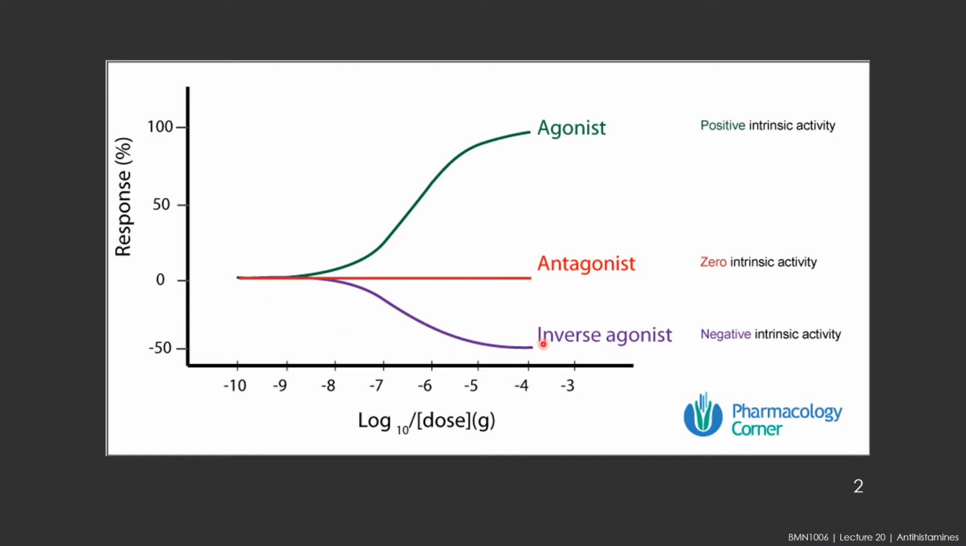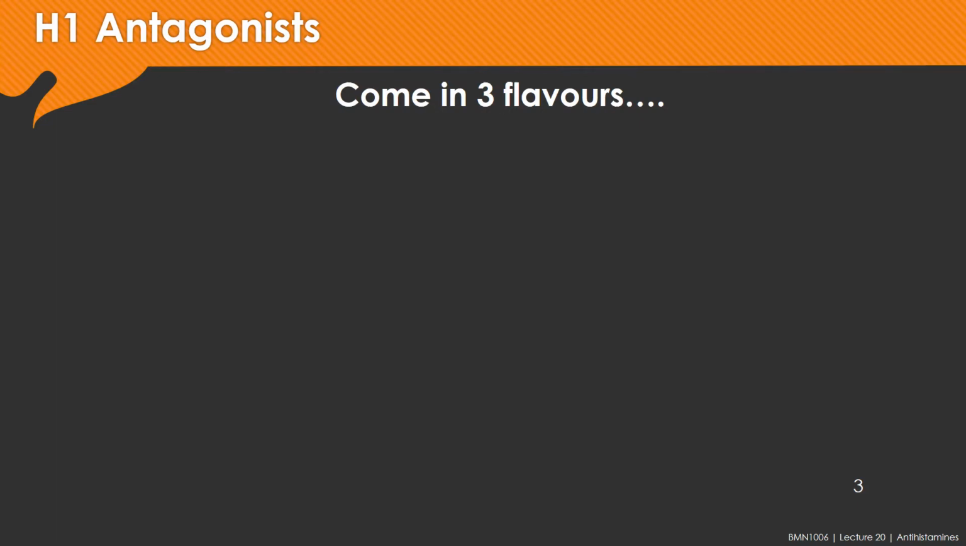So we can then design drugs based on the type of responses that we want to generate. To treat allergy, we can use the H1 antagonist. What it does is to block the H1 receptor so that no histamine can bind onto it. And they come in 3 flavors or 3 generations.